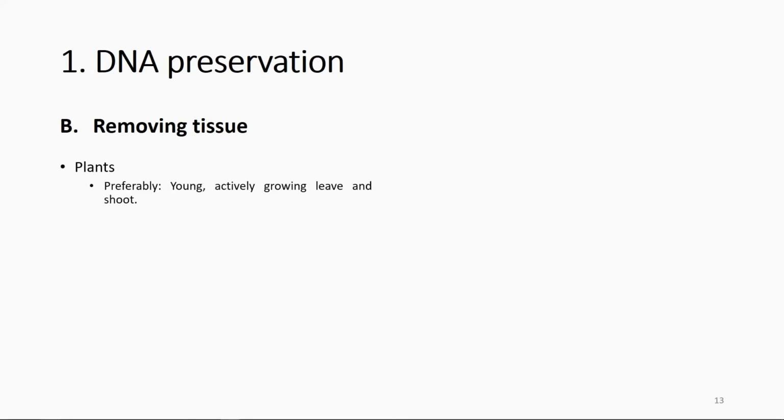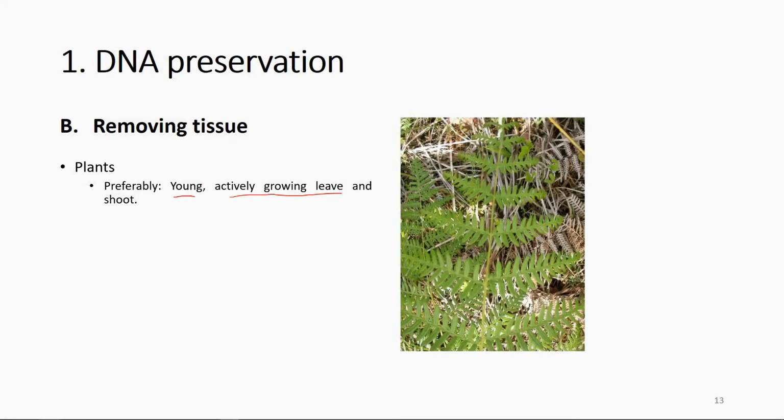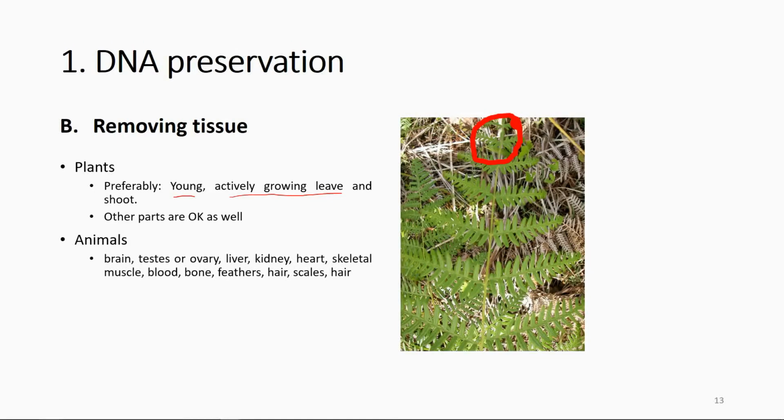For the plant, usually we select the young or actively growing leaf. Okay, so for the plant, we usually take this part. But other parts are okay as well, but if possible, try to choose the part that is young and actively growing. For animals, you can use any type of tissue.